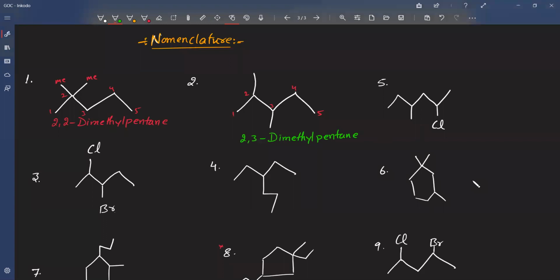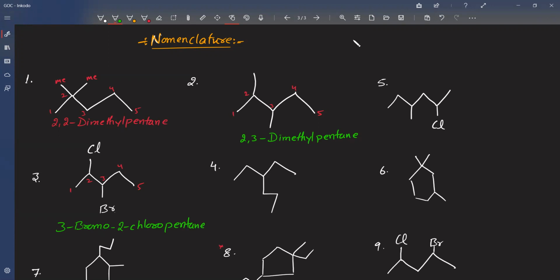Third one is 3 bromo, 2 chloropentane. It is 3 bromo because 1, 2, 3, 4, 5. This is how you will number it. So 3 bromo, then dash, 2 chloro, dash, chloropentane. Correct.